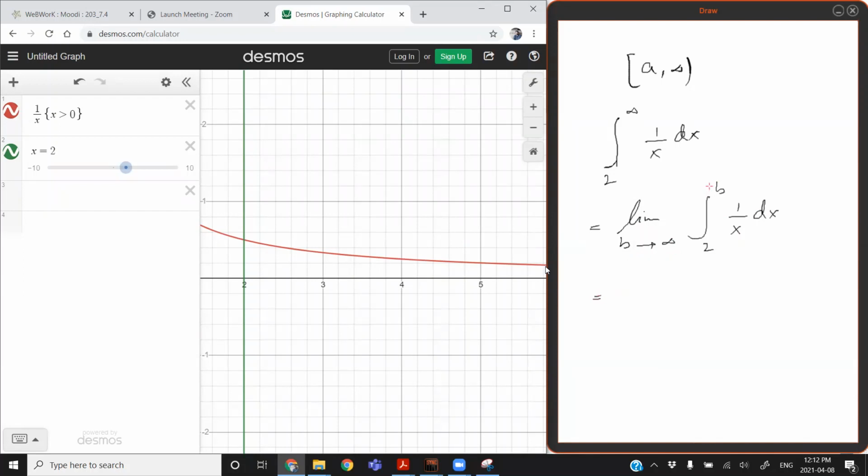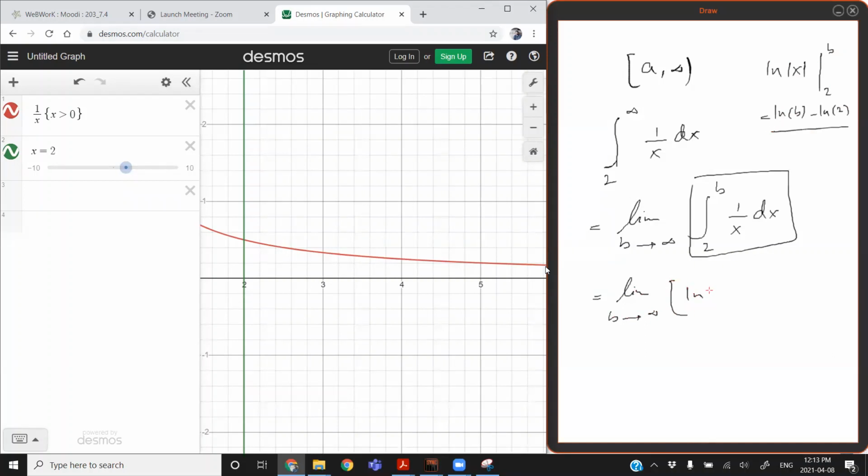So I know this part here is going to be, I'm going to do it over here. The antiderivative of 1 over x is ln of the absolute value of x, and then it's from 2 to b. So it's going to be ln of b minus ln of 2. And b is going to be positive, greater than 2, so I don't bother with the absolute value. So this is going to be the limit as b approaches infinity of this function in terms of b, ln of b minus ln of 2.